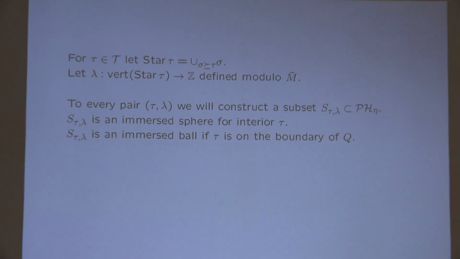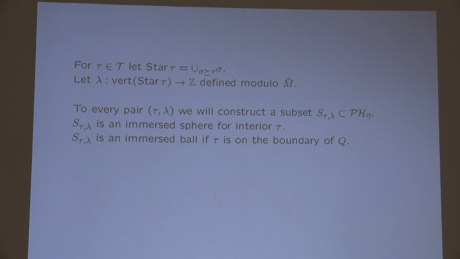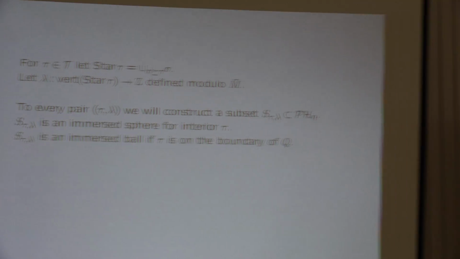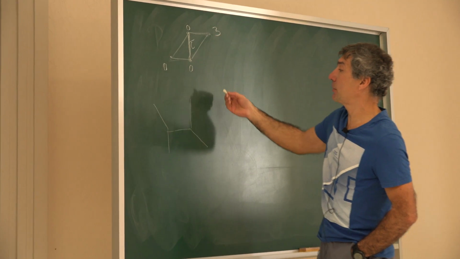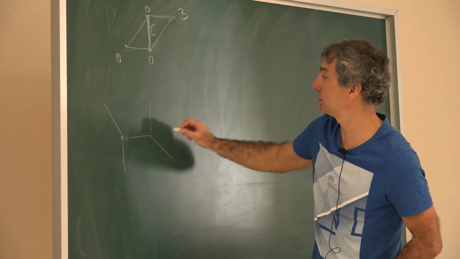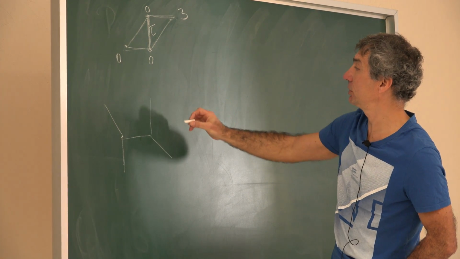As I said, I'm going to describe the actual geometric object for this pair. It's going to be a sphere. It's going to be an immersed sphere for tau in the interior, and it's going to be a ball when tau is on a boundary. So for this tau, maybe I'll briefly say what the sphere is going to be.